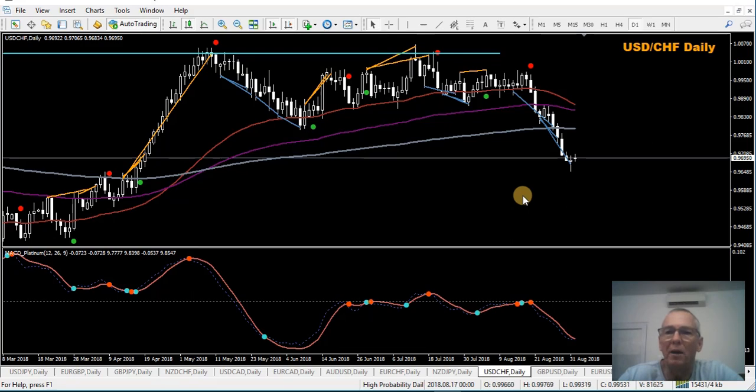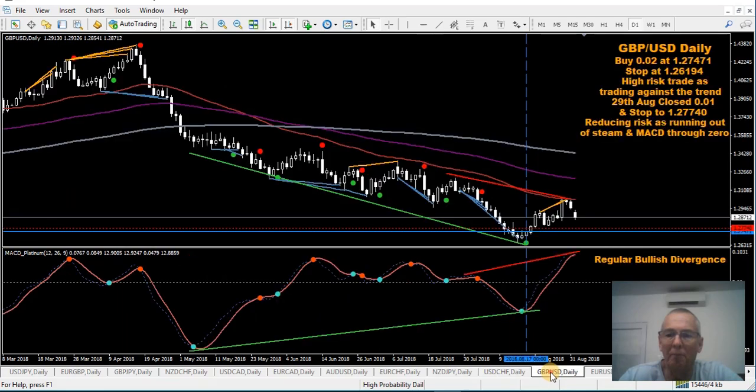USD Swiss franc, nothing doing. Very decent big drop after a fair lot of sideways action. Possibly looking for a move to the upside, but nothing on at the moment.